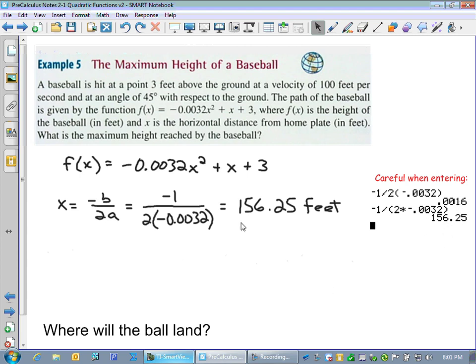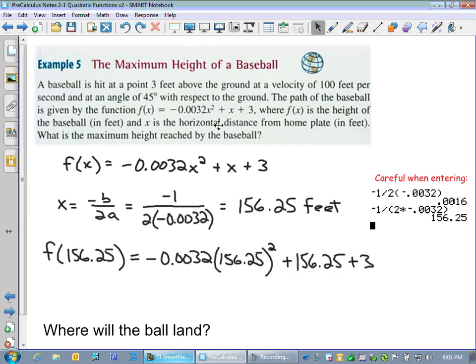So once I do know that x is 156.25 feet, then to find the y value associated with that, I would simply substitute that into the original equation. In other words, I want to know what is f of 156.25 feet. So here we substitute everywhere we have x, we replace it with 156.25.